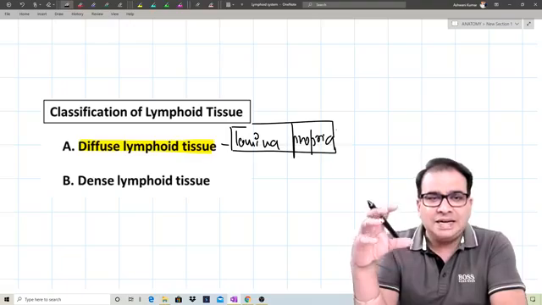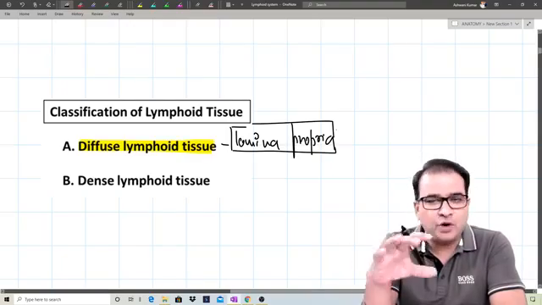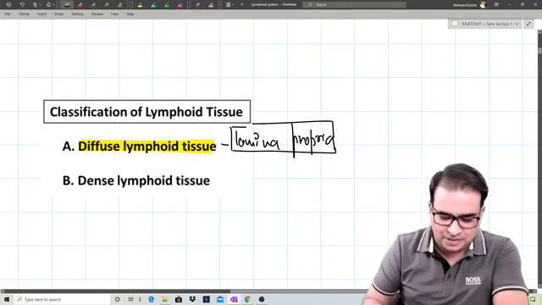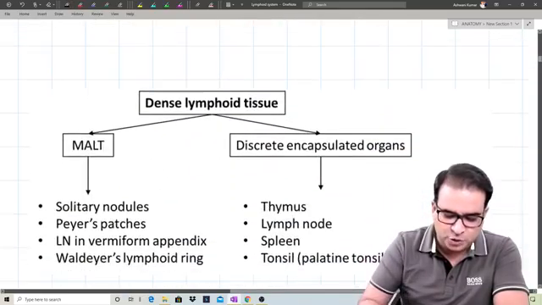And then we have the dense lymphoid tissue, and this dense lymphoid tissue could be of two types. I mean, you can broadly divide this dense lymphoid tissue into two types.